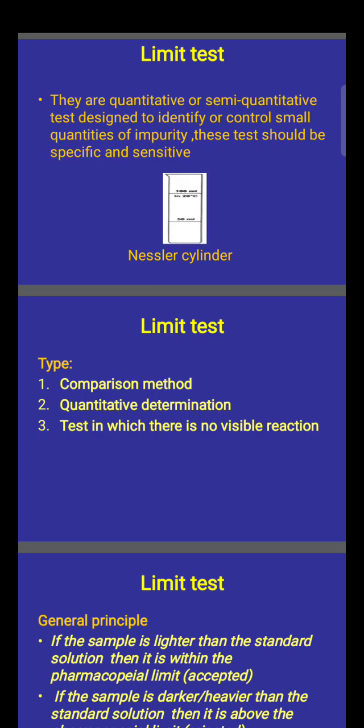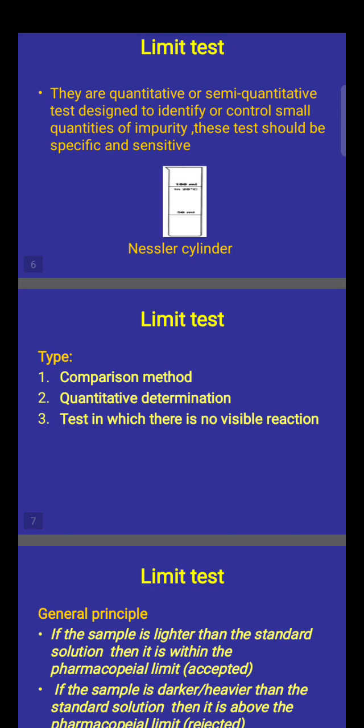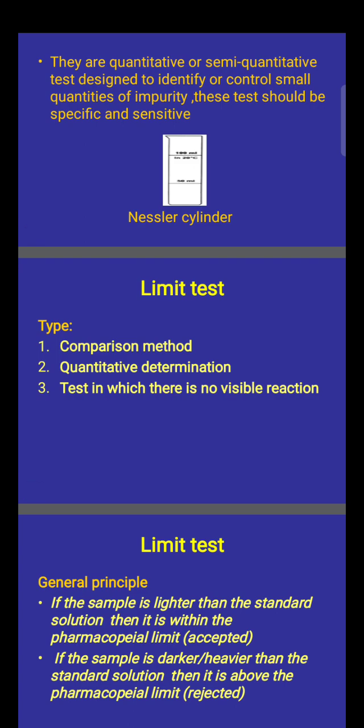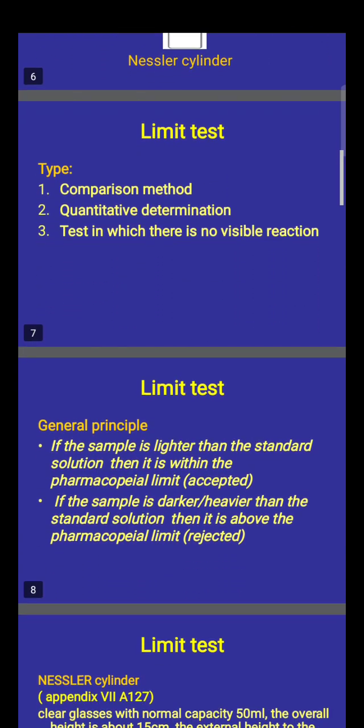Here you can see the apparatus required for the limit test is the Nessler cylinder. Then the limit test has three types, showing how we can determine the impurities present in the sample. First, the comparison method. Second, quantitative determination. And third, the test in which there is no visible reaction.